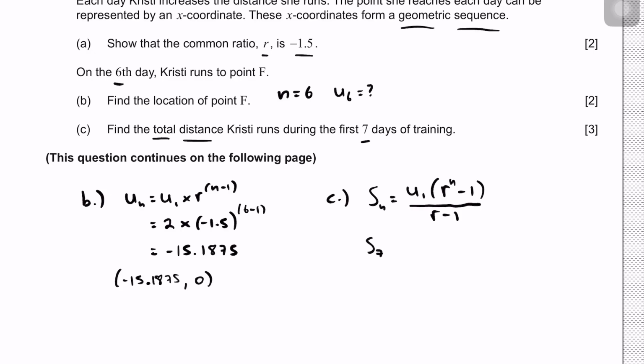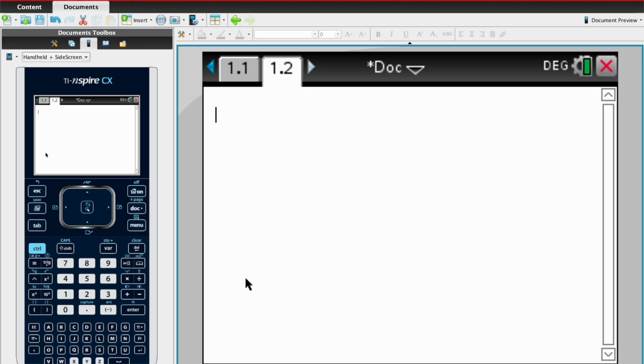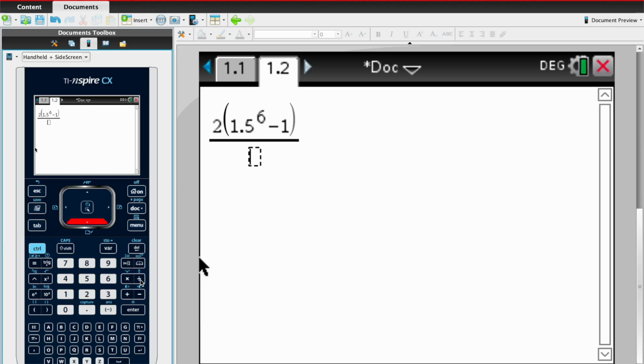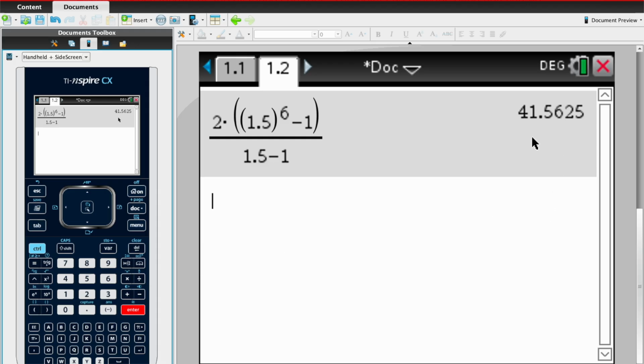So S7 is equal to u1 was 2, r we'll keep as 1.5, n is 6 minus 1 over, and then r once again is 1.5 minus 1. Okay, now let's go ahead and solve. So let's set up a fraction here. 2 times 1.5 raised to the 6 minus 1. Then we have 1.5 minus 1. Okay, that looks good.